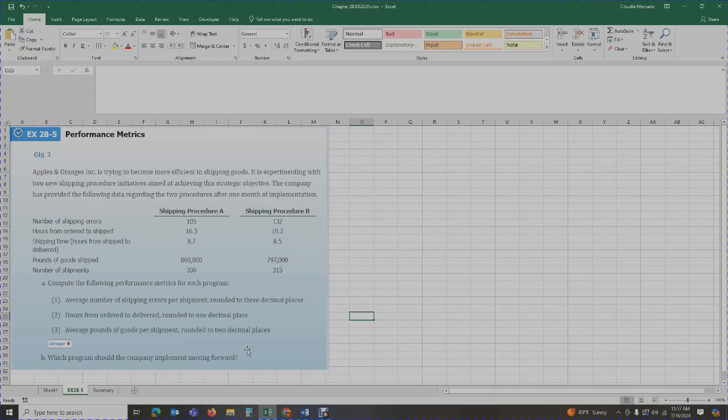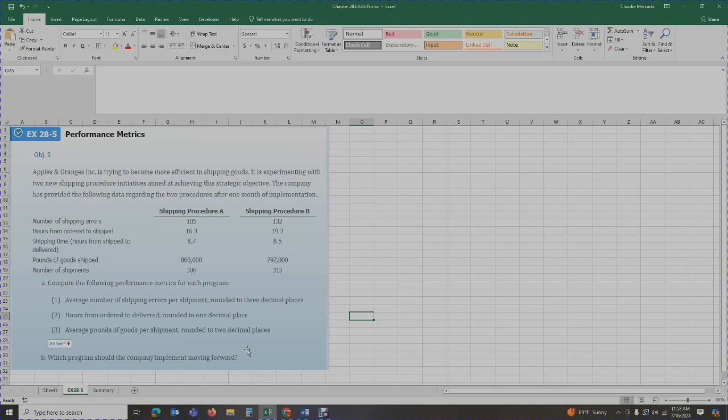Exercise 28-5 deals with performance metrics. We have Apples and Oranges Incorporated, which is trying to become more efficient in shipping goods. It is experimenting with two new shipping procedures, initiatives aimed at achieving this strategic objective. So management has identified a problem. They want to increase the efficiency of how they ship their goods. They have two strategies to hopefully figure out a way to be more efficient. A reminder, the faster customers get their goods, the more satisfied they are. They don't want to be waiting around for their goods to arrive.